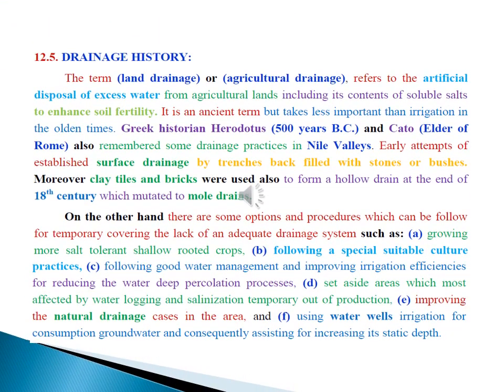Drainage history. The term land drainage or agricultural drainage refers to the artificial disposal of excess water from agricultural lands, including its contents of soluble salts, to enhance soil fertility. It is an ancient term, but really was less important than irrigation in olden times.